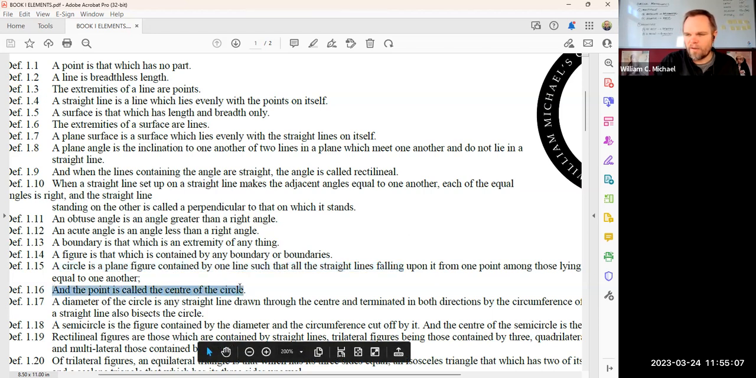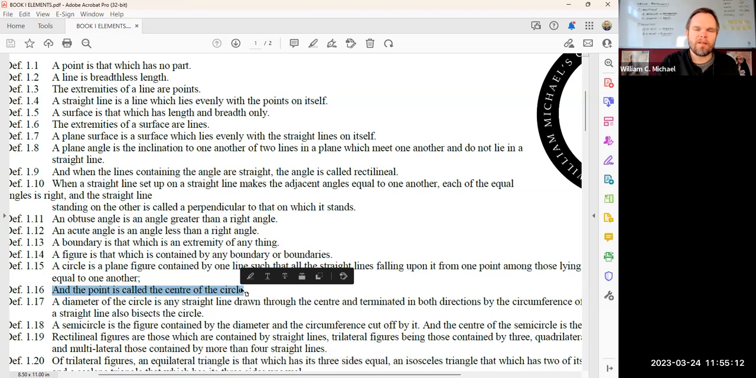In definition 16, we learn that the point which we could connect to, which would make every line equal, is called the center of the circle. So there's one point inside of a circle. And if we draw a straight line from that point to the line that forms the boundary of the circle, that line would be equal in length to every single point on the circle from that center point. That's what makes a figure a circle. Every point on the line is equal in distance from the center. That's our official geometry definition of a circle.